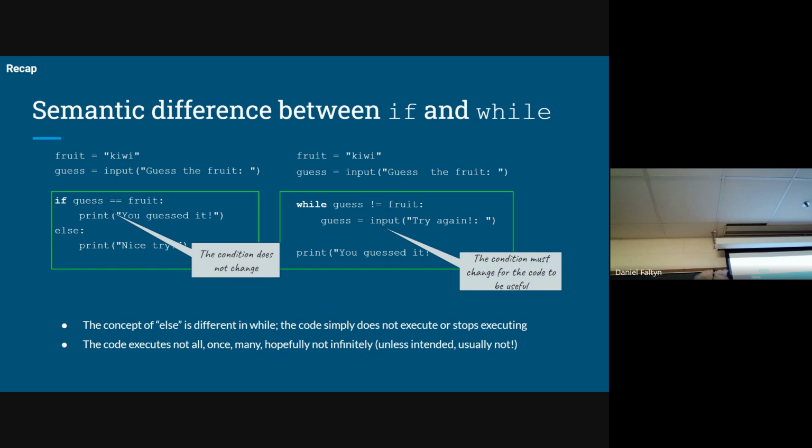The key difference here is the semantic difference between if and while, right? If is a one-time guessing game. The user gets one chance. Input, guess the fruit. If they say yes, kiwi, awesome, they won. If they don't guess it, they just get nice try, and the program ends. Very boring game. The while loop goes over and over and over again. It's imperative that something affects this condition. So something either has to change guess or fruit. Otherwise, you end up in an infinite loop, right? And that loop never exits.